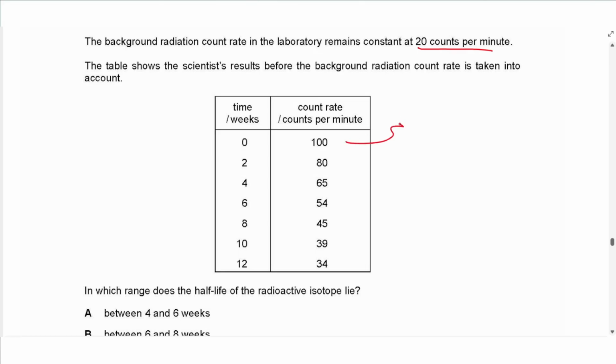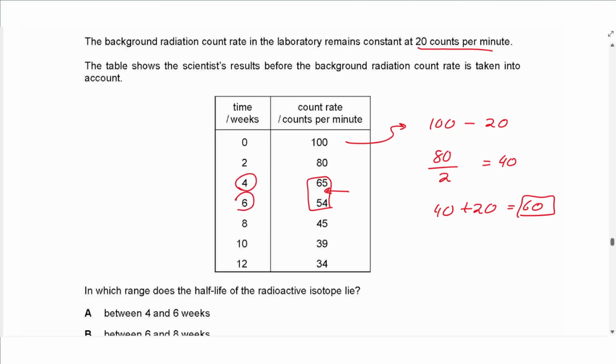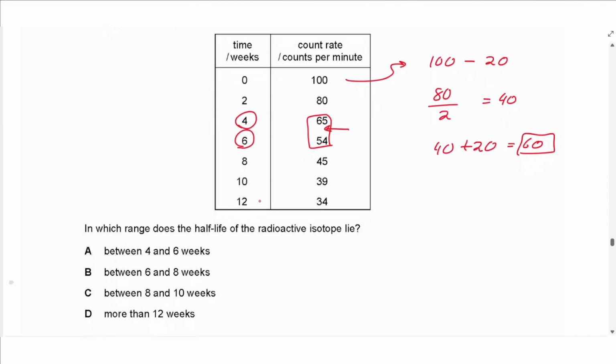So if we take the first count rate 100 and then we subtract the background, we get the corrected value of 80. Then we divide 80 by 2 for 1 half-life, we get 40, and then we add the background again, 40 plus 20, that gives us 60, and 60 is right in between these two values, so it's between 4 weeks and 6 weeks. So between 4 and 6 weeks, between 6 and 8 weeks, 8 and 10 weeks, more than 12 weeks. So we choose A, between 4 and 6 weeks.